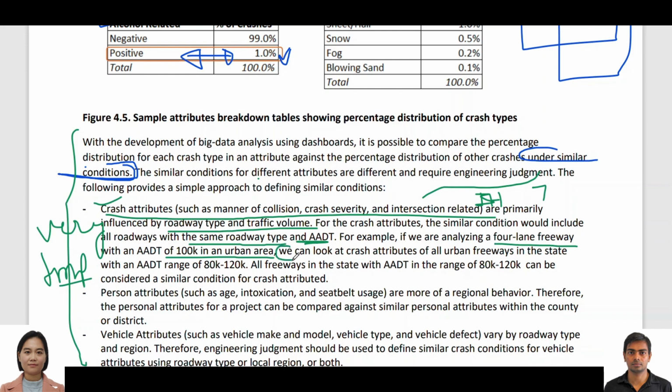Then what we can do is look at crash attributes of all the urban freeways in the state, let's say the state of Texas, with an ADT range of 80,000 to 120,000, an approximate range which lies around 100k. Then all the freeways in the state with that ADT range can be considered as similar conditions.